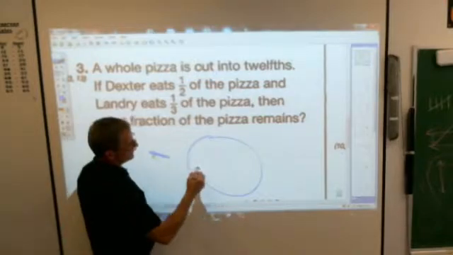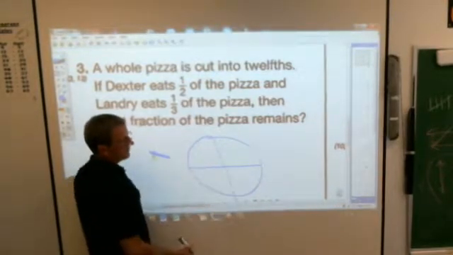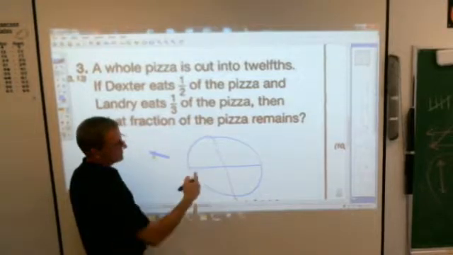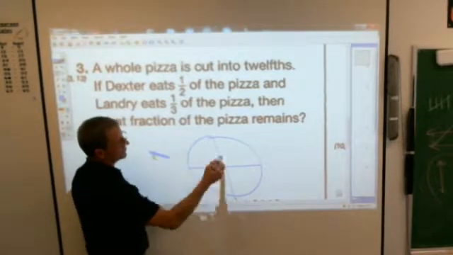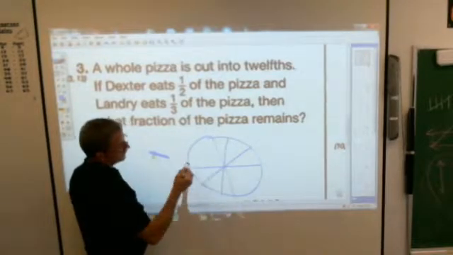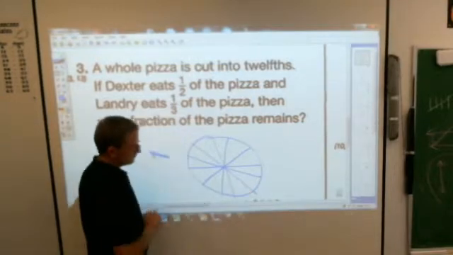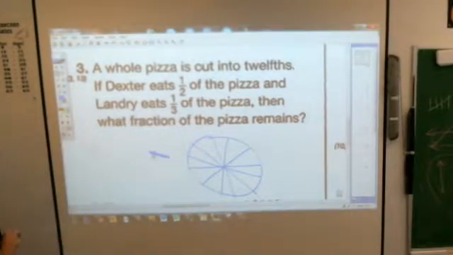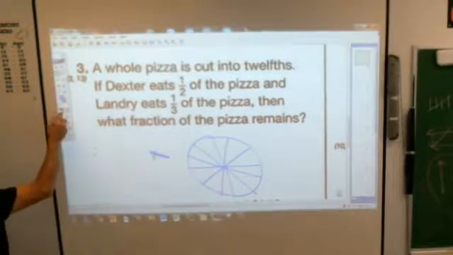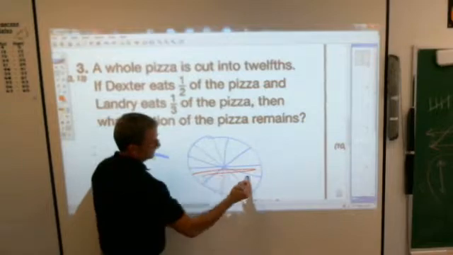I'm cutting this pizza into 12 pieces, which means I can cut it into quarters, and then each quarter would have to be cut into thirds, right? Because you need 12 equal pieces, and this is 4 equal pieces. Dexter ate half of the pizza, Brayden, which would be how many pieces if there are 12? 6. He ate 6 of them, so that guy ate this much.